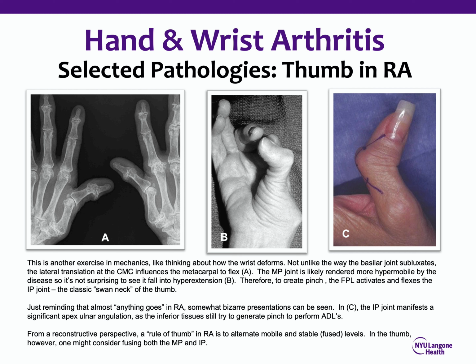Now, I threw that figure in C to say that sometimes you just have to combat one joint. The IP joint, because it was working in pinch throughout the lifetime of the patient, can sometimes have a very significant apex ulnar angulation, and I think there they want you to fuse it. This isn't something where you use an implant arthroplasty. You don't need mobility there. You want stability and strength.